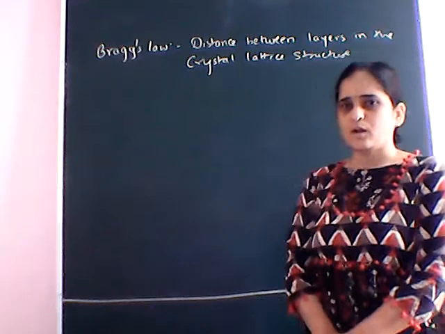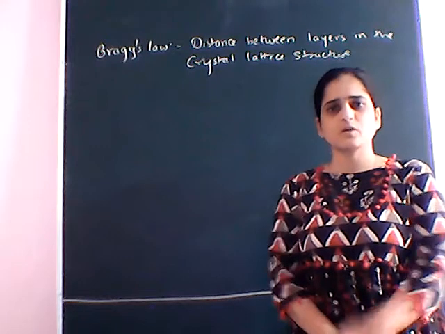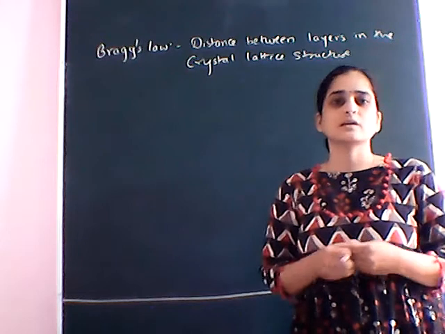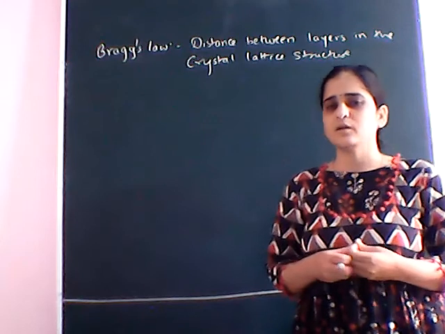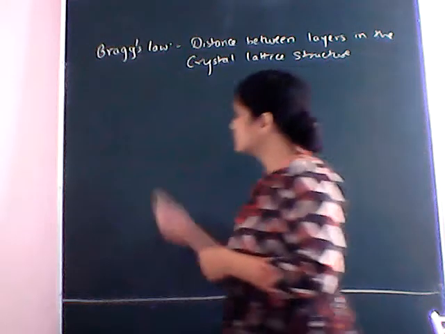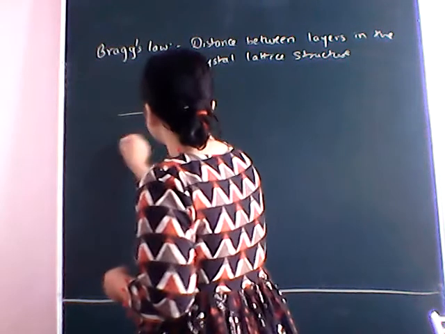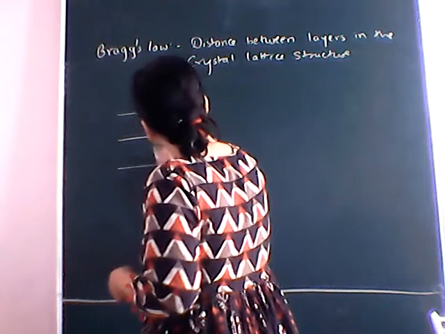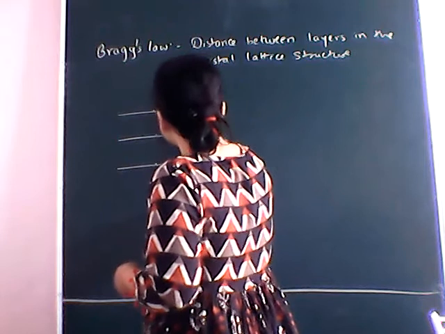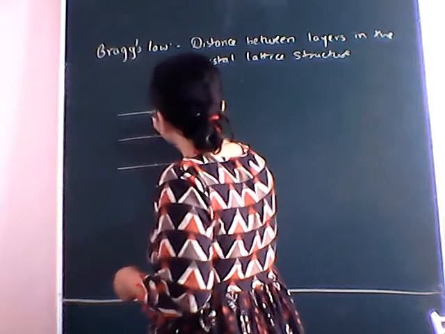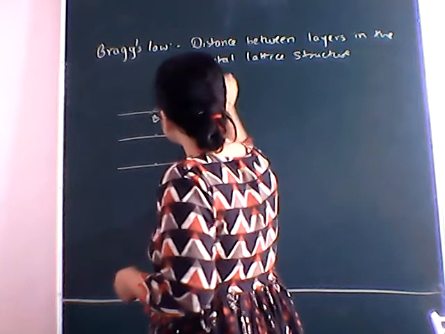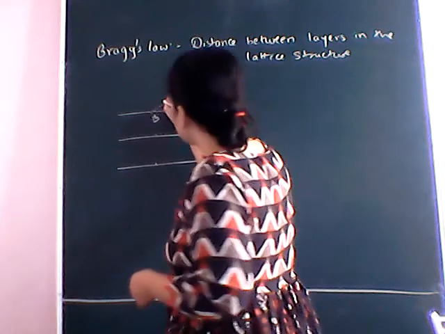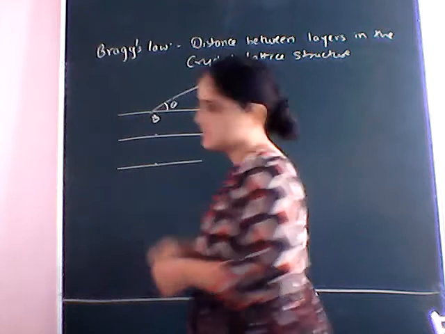structure. Now, atoms show a definite regular repeating structure which is called a crystal, right? So now consider this is one layer, this is another layer, and this is another layer. Now here AB is an incident X-ray of wavelength lambda with the angle of incidence theta.